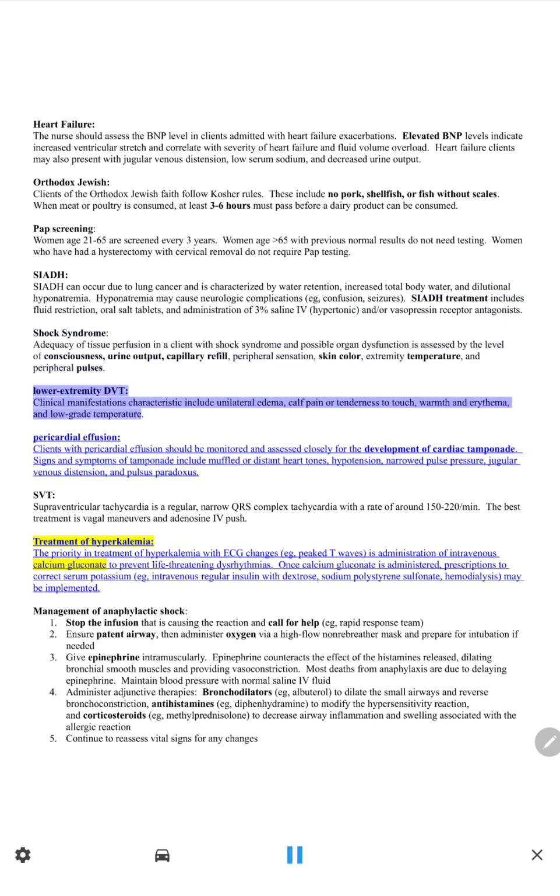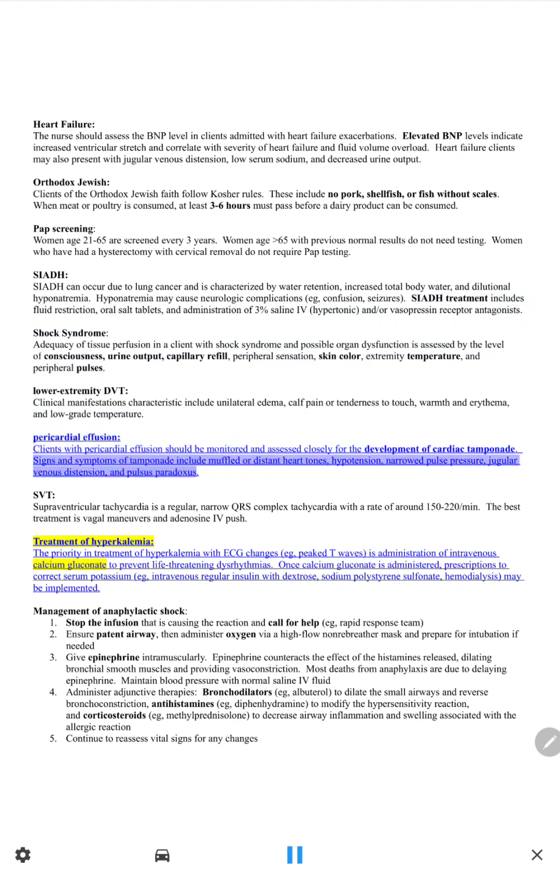Lower extremity DVT. Clinical manifestations characteristic include unilateral edema, calf pain or tenderness to touch, warmth and erythema, and low-grade temperature. Pericardial effusion. Clients with pericardial effusion should be monitored and assessed closely for the development of cardiac tamponade.